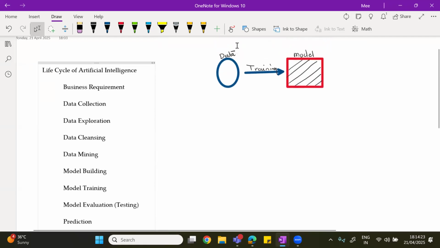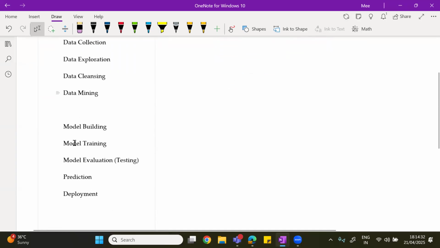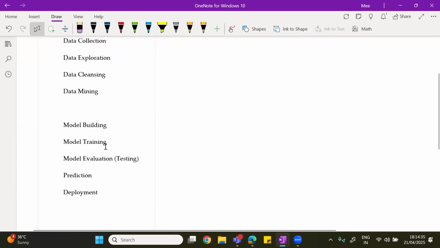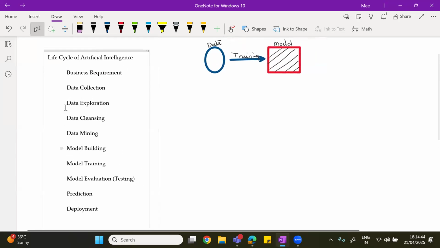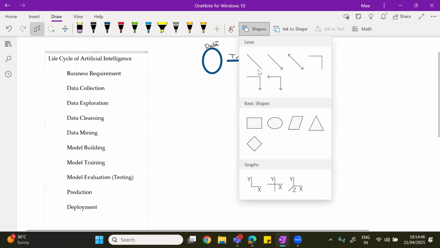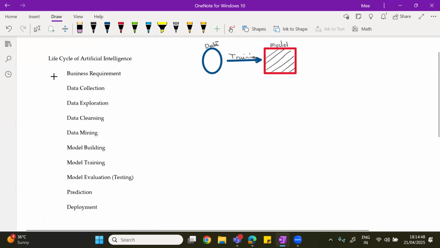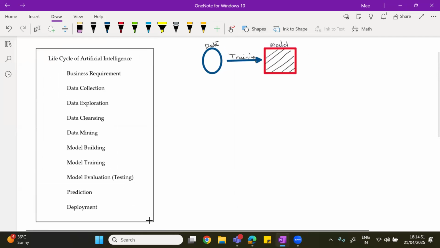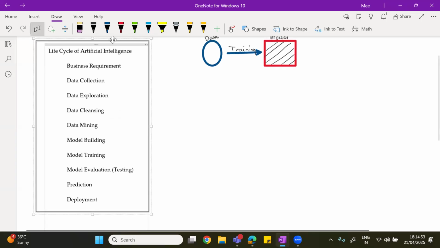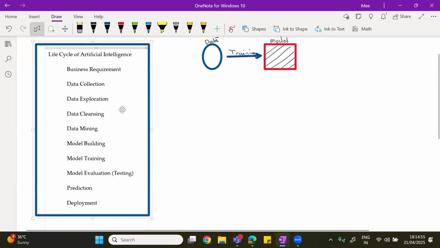Now, we got the data, we cleaned the data, and we get the perfect data and give it to the model, but the model has to be built. So this is the second part. We are building the model: model training, model evaluation, model prediction, and model deployment. This is the entire process of your life cycle. We will be doing all of this step by step in the future, guys.